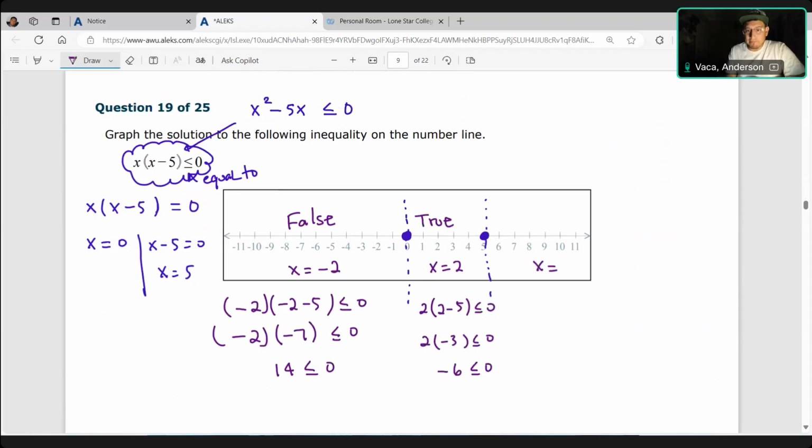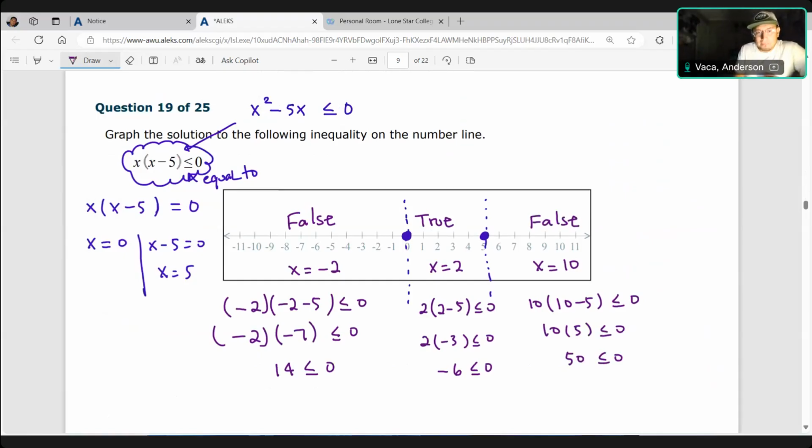What happens when we pick, for example, 10? What about the numbers to the right of 5? What happens there? Well, let's check that out. That will be 10 times 5, is it less than or equal to 0? This is equal to 50, and 50 is not less than 0, so that will be false. So this is the only part that is true. So all of this will be the solution. And in interval notation, that is bracket 0, 5, bracket.